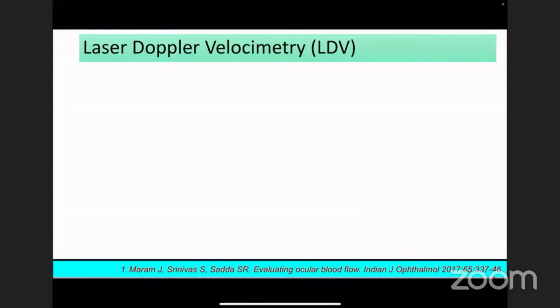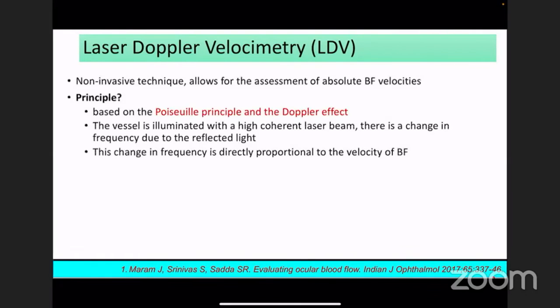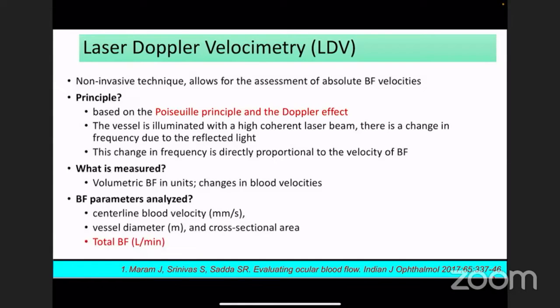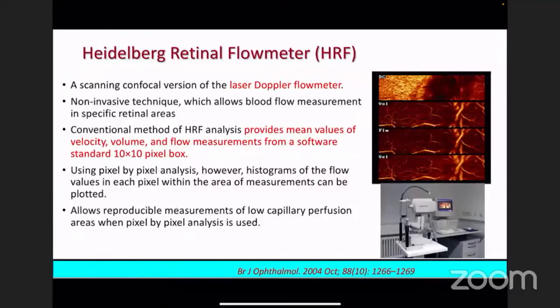Now coming to another modality which is available at few of the centers, laser Doppler velocimetry. Here it is a non-invasive technique which is based on Poiseuille's principle and Doppler effect. Because the vessel is illuminated with the help of a coherent laser beam, actual blood flow parameters can be measured. But because it is not available at many centers, it is not a widely studied technique in our areas.